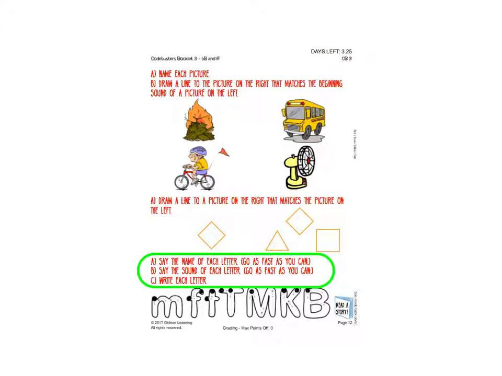So we want the child to say each letter name all the way down the line and then start back over and say the sound of each letter all the way down the line. Then they can write each letter.